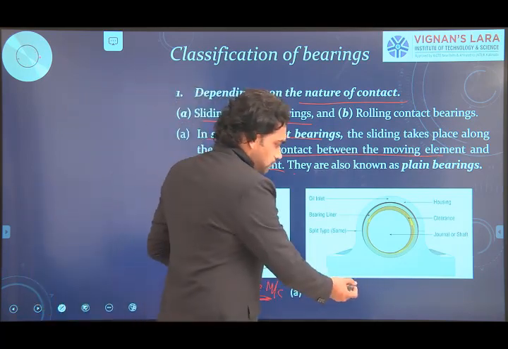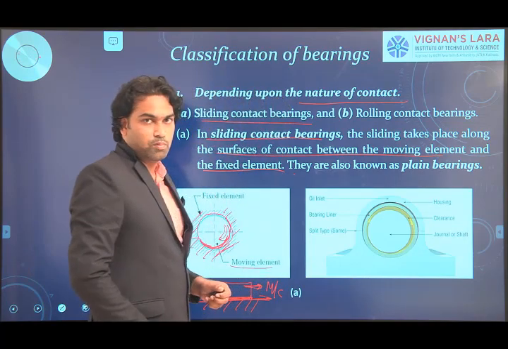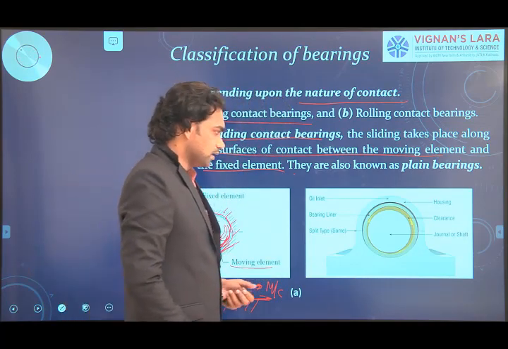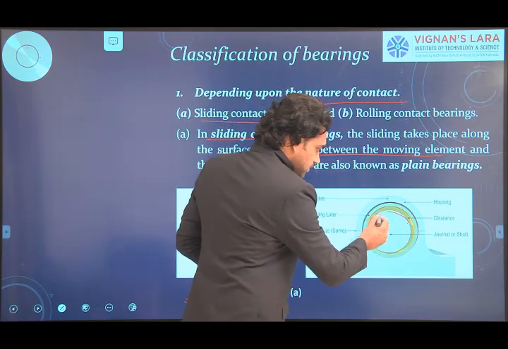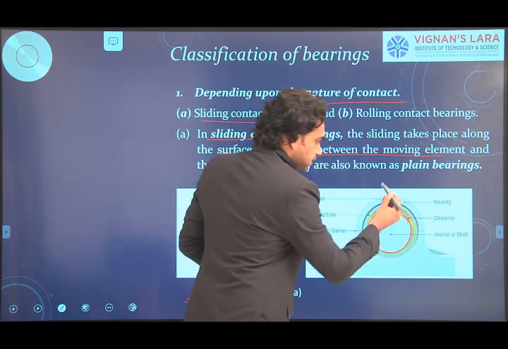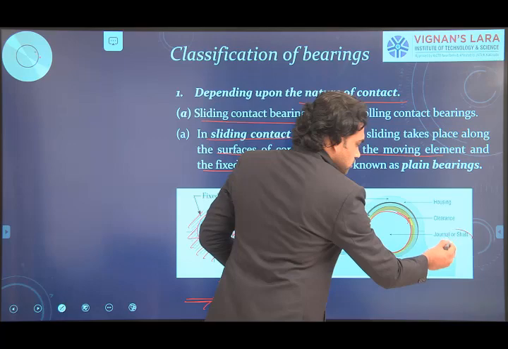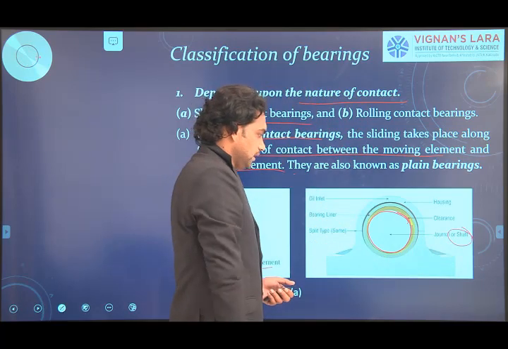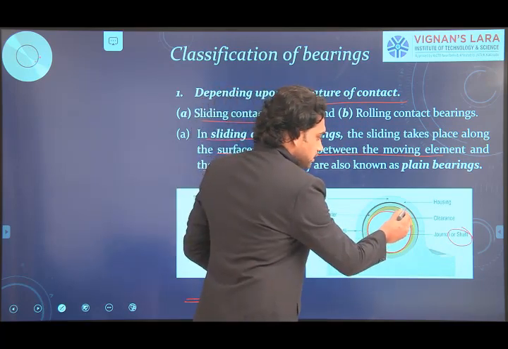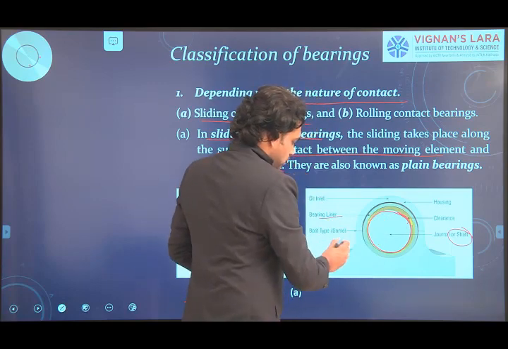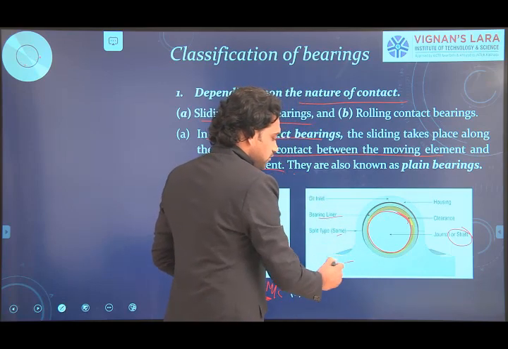And here you can observe the rendered model for the sliding contact bearings. Here the inner circle indicates the journal or the shaft. What a journal is, we will discuss in later classes. Upon that, a bearing liner is provided, and then the outer portion is taken as the fixed one.